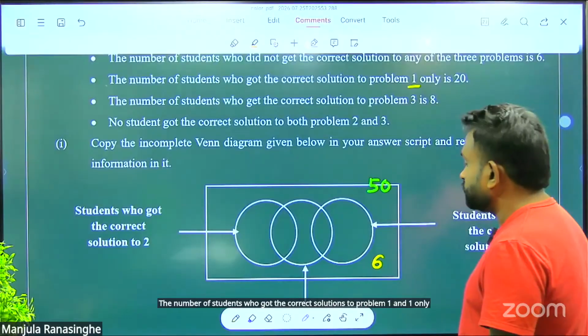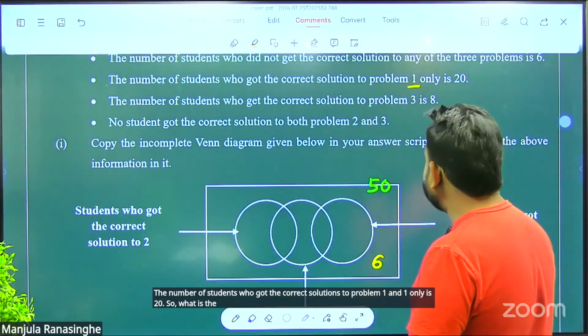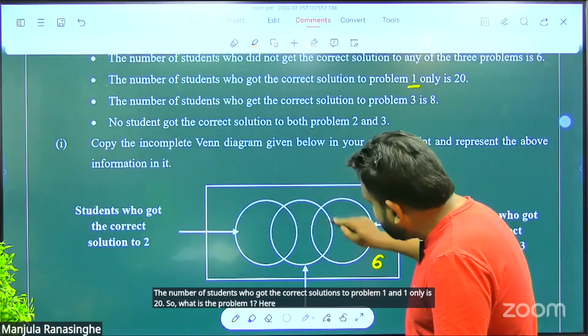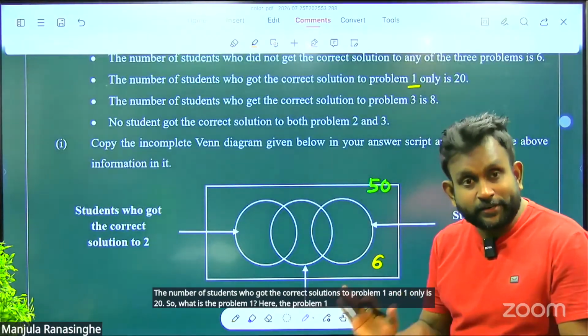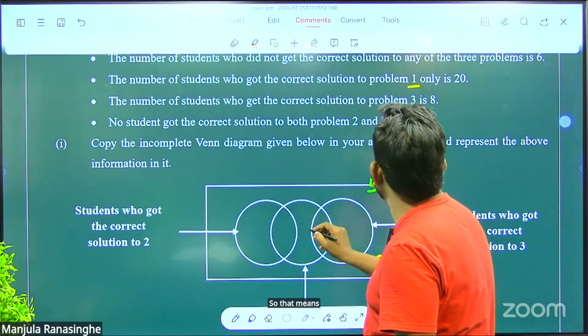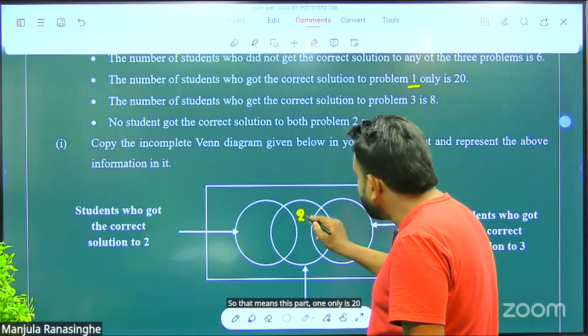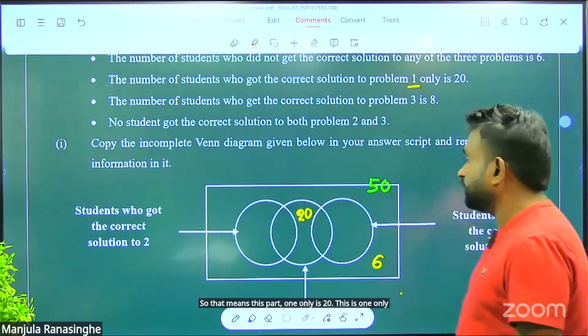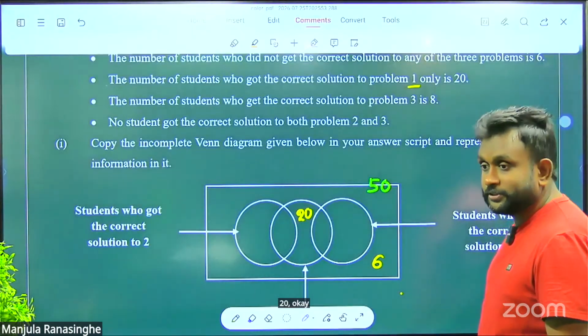is 20. So what is the problem 1? Here the problem 1 only region means not intersecting with any part. So that means this part, 1 only, is 20. This is 1 only, 20. Okay? Not intersecting with other parts.